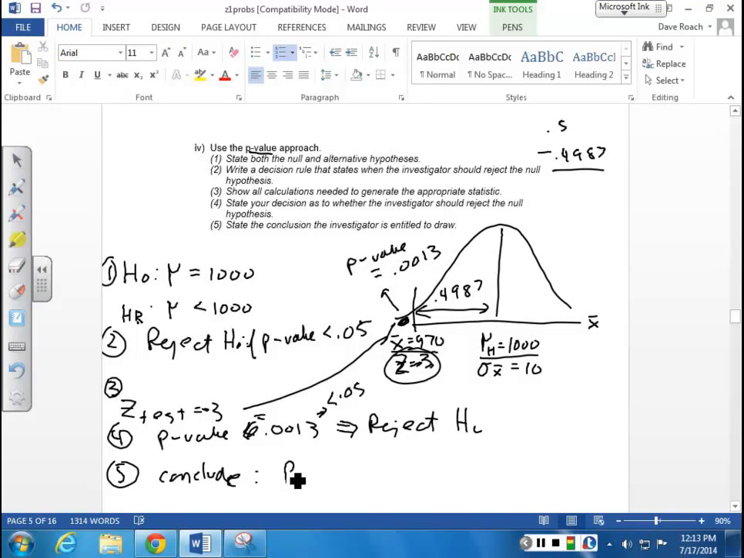Conclude, the population mean life of the light bulbs is less than 1,000. Again, we don't need any hypothesis test to say that the sample mean is less than 1,000, but we're trying to use that sample information, the X-bar of 970, and our knowledge of sampling distributions, how spread out things are, to also go beyond the sample to say something about the larger population.